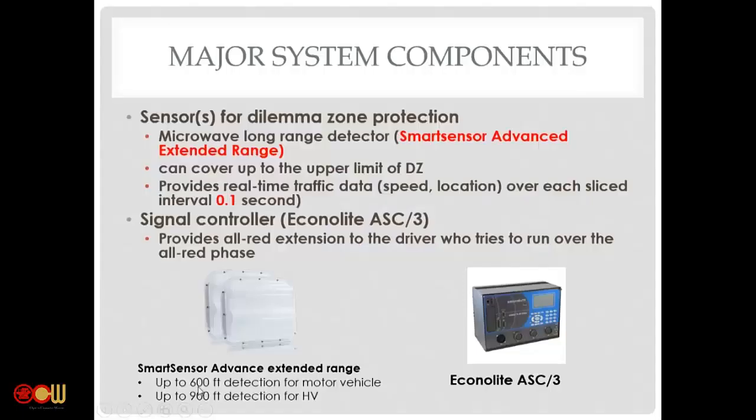Unfortunately, in developing countries, dilemma zone accidents are a lot, okay? A lot of rear-end collisions. This is the current new sensor function, up to 600 feet detection for motor vehicles, 900 for heavy vehicles, okay? We use 600 as the design range.